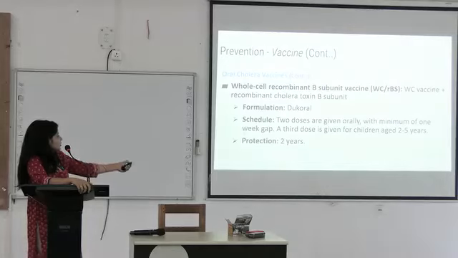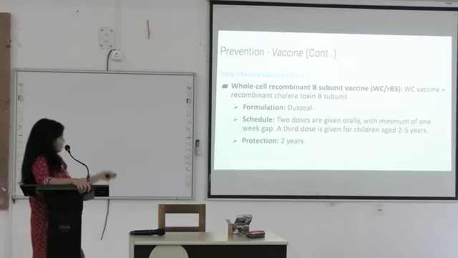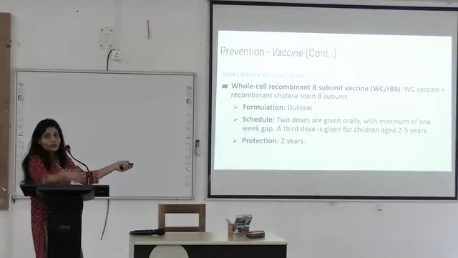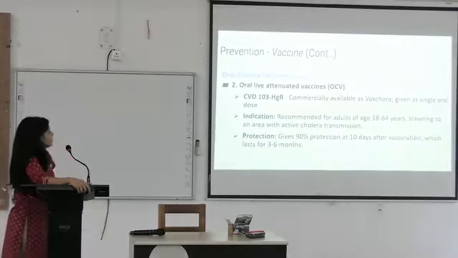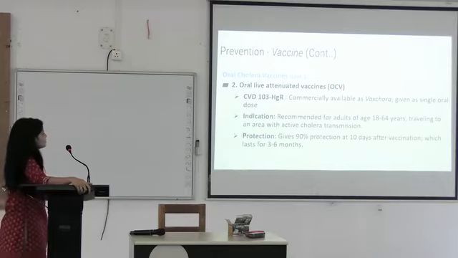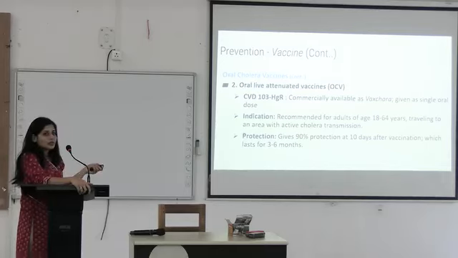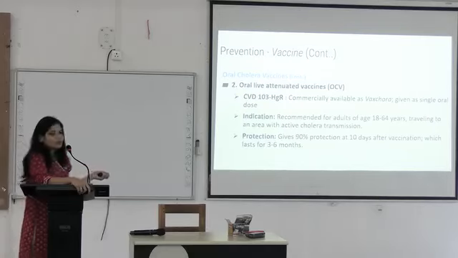Then there is another recombinant B subunit vaccine by the name of Dukoral. Here also you have to give 2 doses, protects for about 2 years. Oral live attenuated vaccine, commercially available as Vaxchora, given as a single dose. It is recommended for adults traveling to areas with active cholera transmission, and it gives about 90% protection at 10 days after vaccination, for only about 6 months.